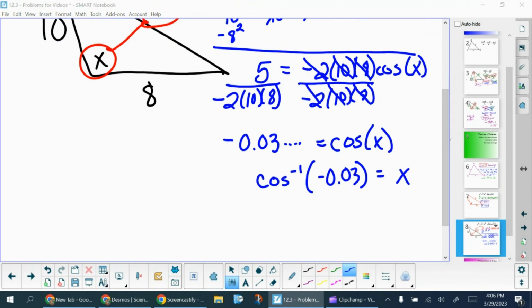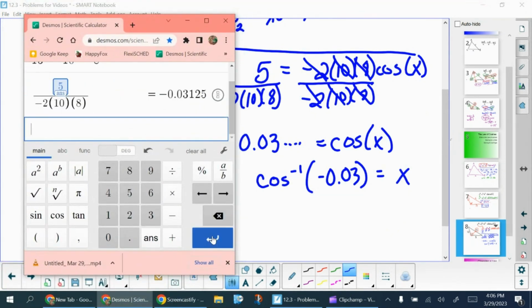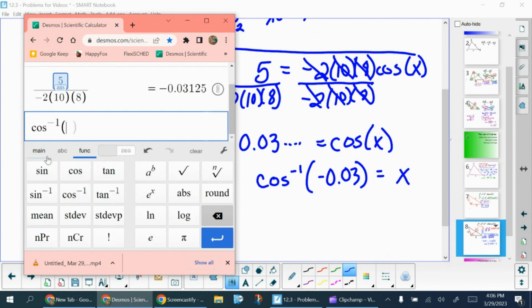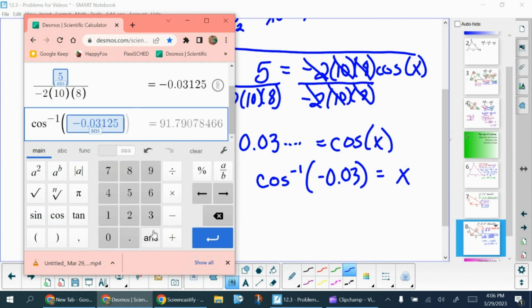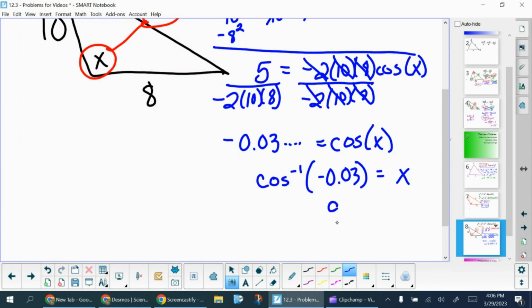What I'm going to do for sure is I'm not just going to type in inverse cosine of negative 0.03. I'm going to go ahead and start a new line, leave that value there, and I'll do inverse cosine of the previous answer. And it's actually plugging in even more numbers than that. It's plugging in the exact value. So when I do that, I know that this is as exact as I'm going to get. 91.79 or 92 degrees.